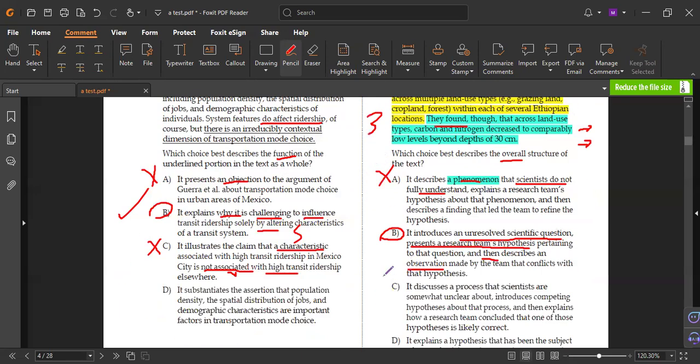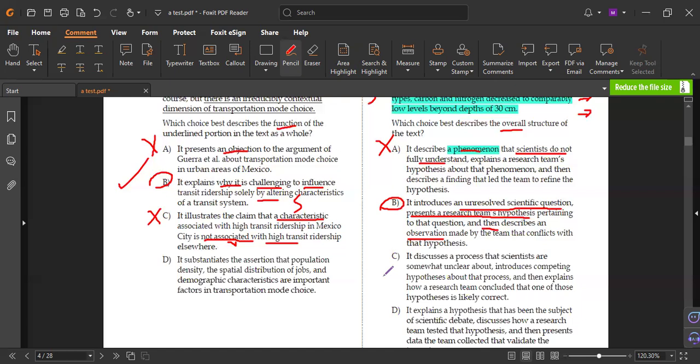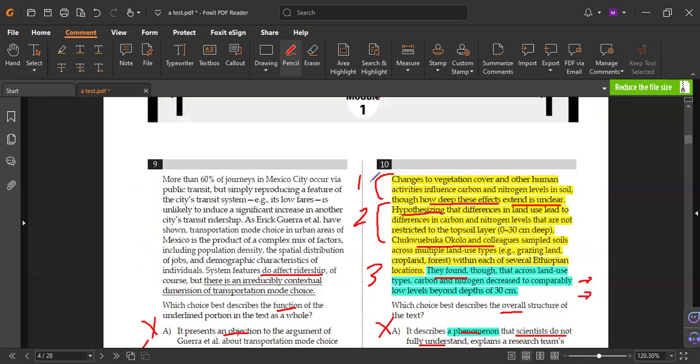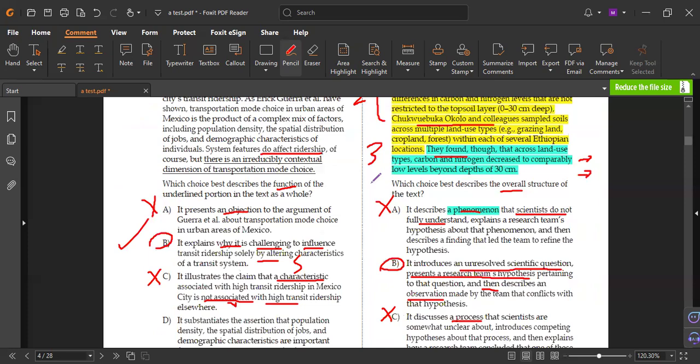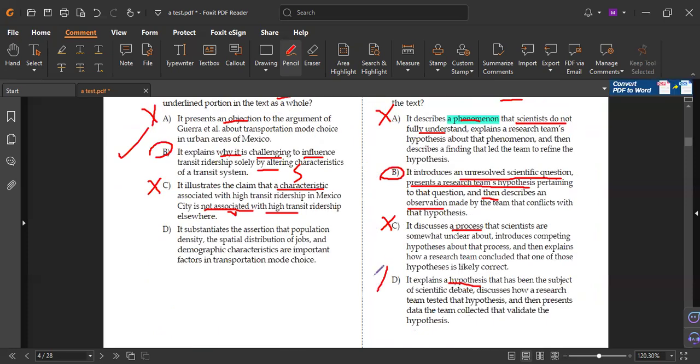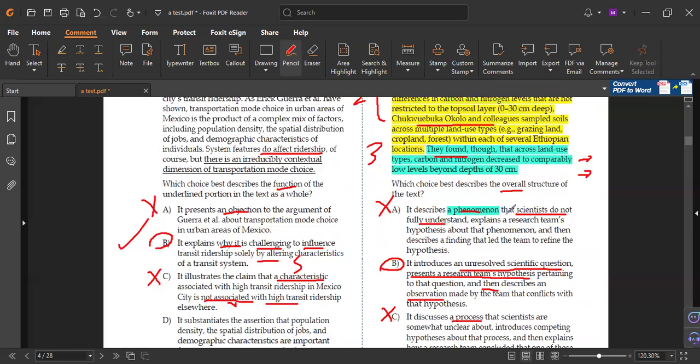But wait, why is C wrong? Because the first sentence does not discuss the process that they used. Start with this one. So the beginning is wrong. It explains the hypothesis. No, the hypothesis was number two, not one. This means the order of the discussion is wrong. So it is wrong. This is called the overall structure.